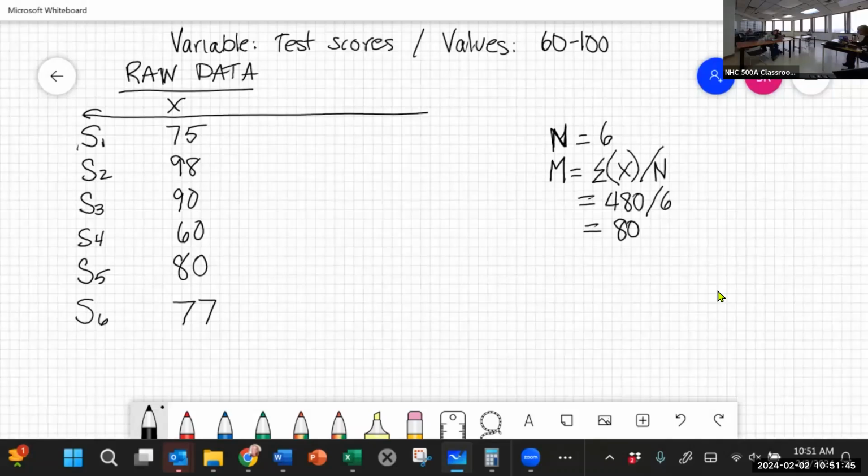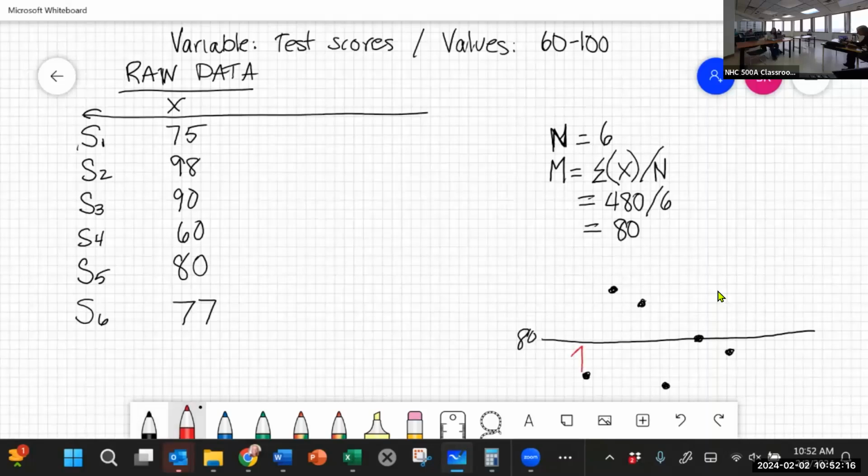Our distribution looks like this. I'll draw our mean here. This is our 80. And the first score is a 75, it's down here. Second score is a 98, somewhere up here. Then we have a 90. We have a 60, which is down here somewhere. We have an 80, which is right on the mean. And we have a 77, which is right here. And we're now going to figure out spread, which is essentially how far are all these points from the mean.